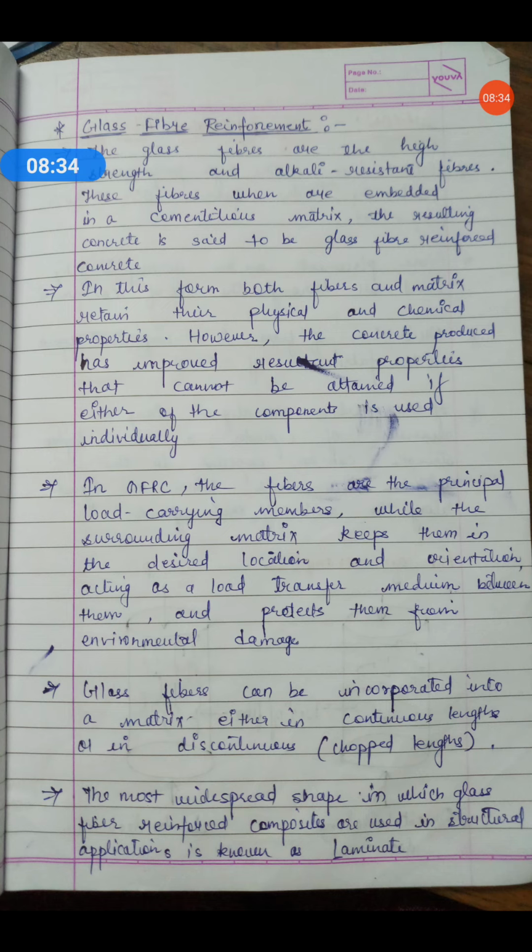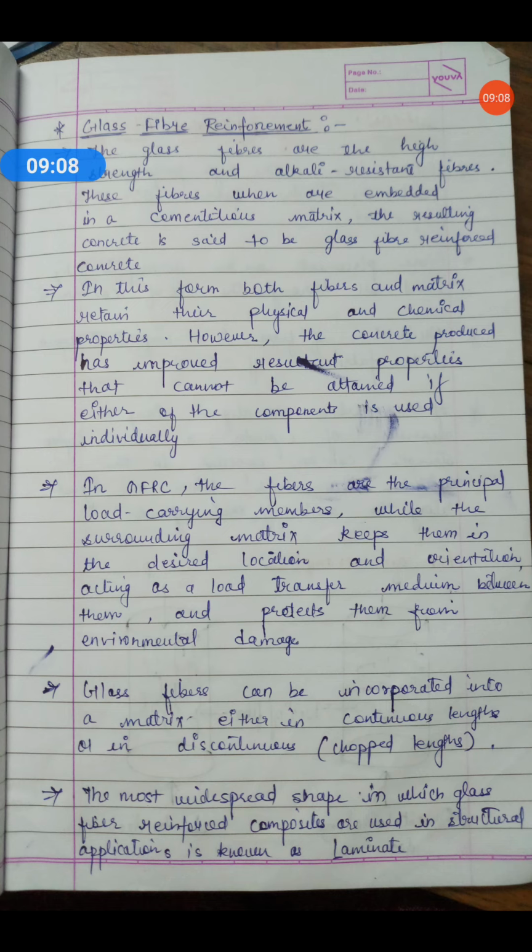So in GFRC, the fibers are the principal load carrying members. So in GFRC, fibers are load carrying members, while the surrounding matrix, meaning cement mortar, keeps them in the desired location and orientation, acting as a load transfer medium between them and protects them from environmental damage. So these are the advantages of adopting GFRC.